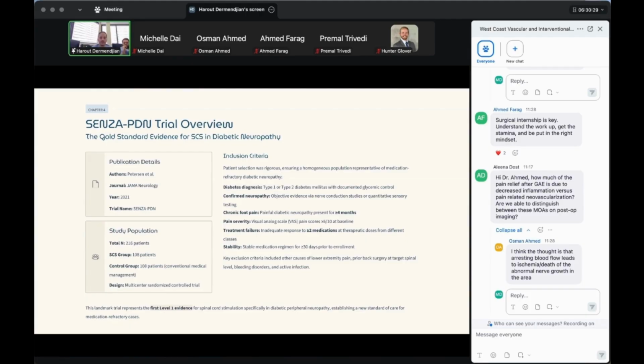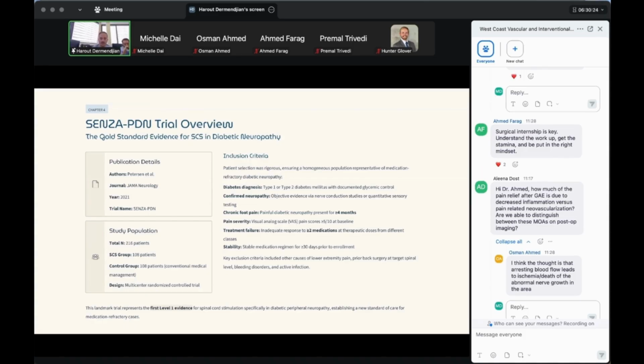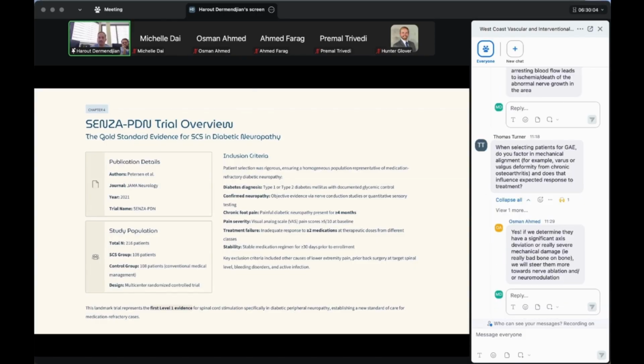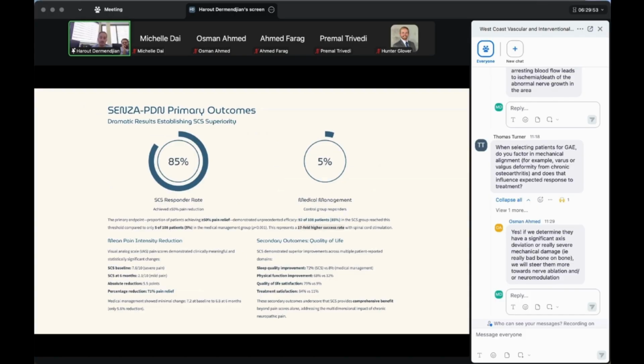So the Senza PDN trial, this is looking at the high frequency SCS. It took 216 patients and split them up, 108 into the treatment group, 108 into the control, and it was a multi-center randomized control trial, so a big level 1 evidence trial. Again, these patients have had chronic foot pain for more than 4 months, have tried at least 2 types of medication, and this can be topical as well, and they all have a VAS scale of greater than 5. And again, it is only for diabetic neuropathy, so some of the exclusion criteria included patients with prior back surgery or spinal stenosis.